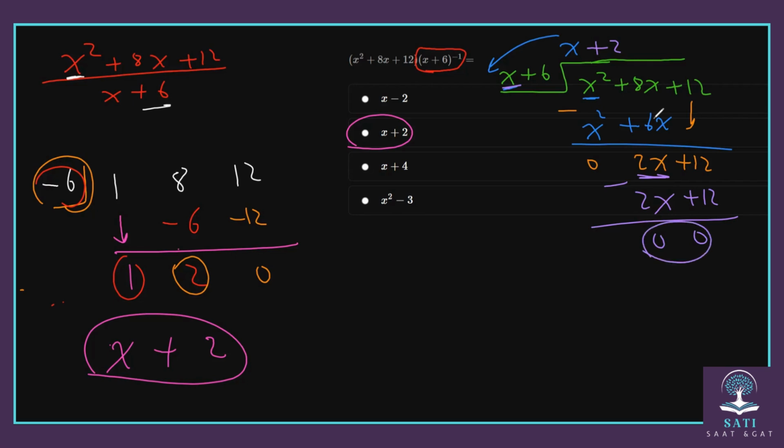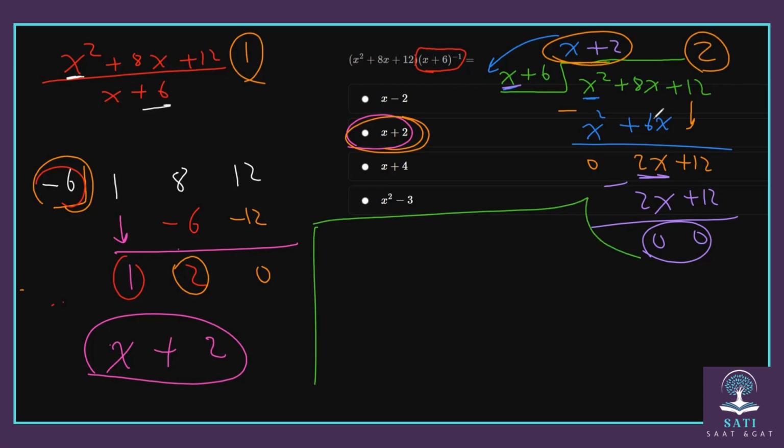When the result is 0, this one is the answer, which is x plus 2, also x plus 2. This is the second way. So here is the first way, and here is the second way, which is long division. Okay, third way, what to do? This is now the third way.